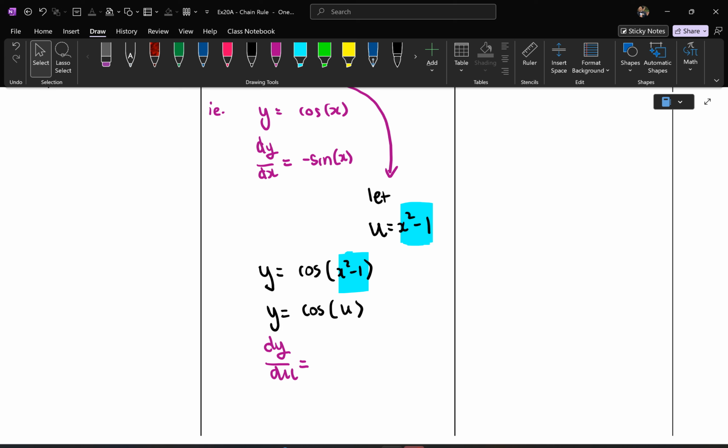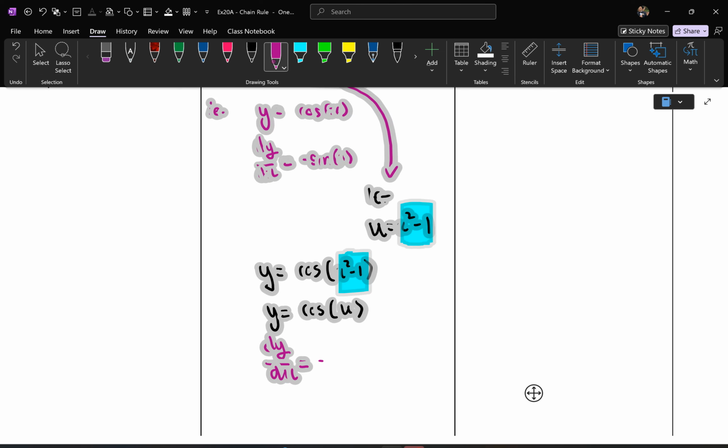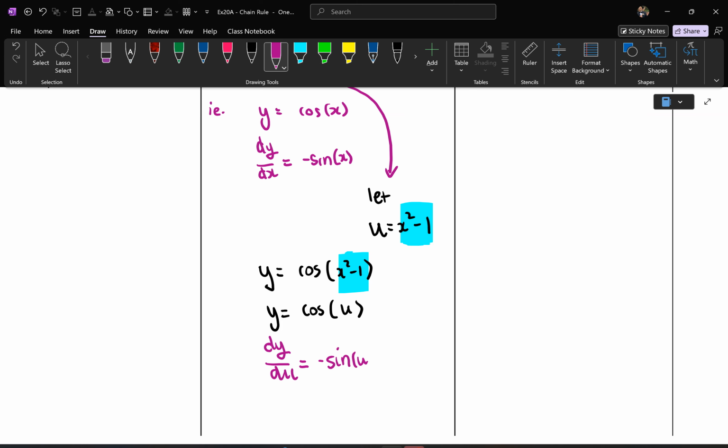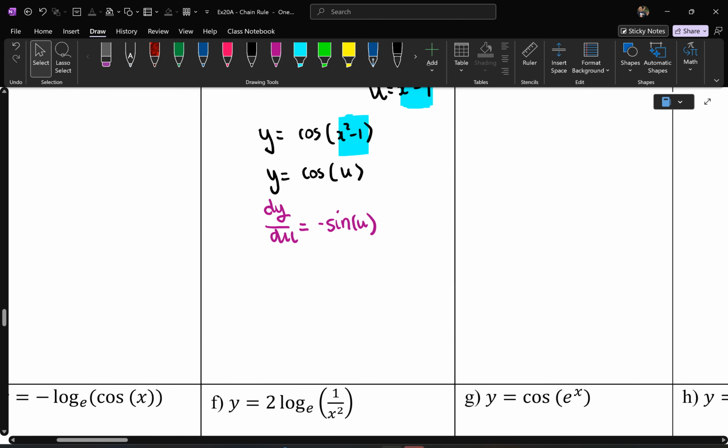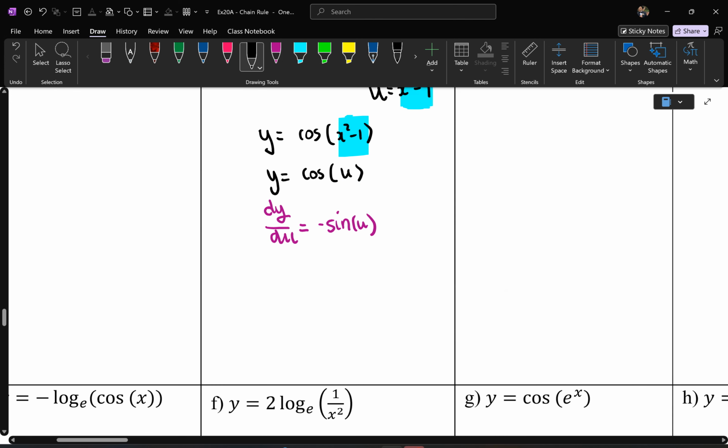Yeah, negative sign. It's just a change in the letter. Nothing crazy here, right? So, negative sine u. What's the chain rule again? Chain rule is on the very first page if you've forgotten it.